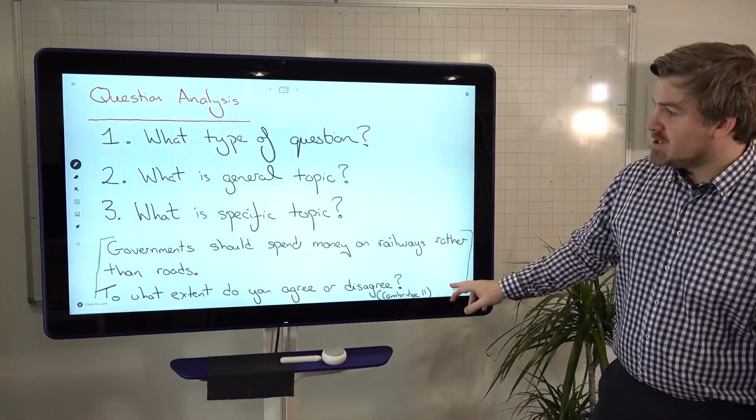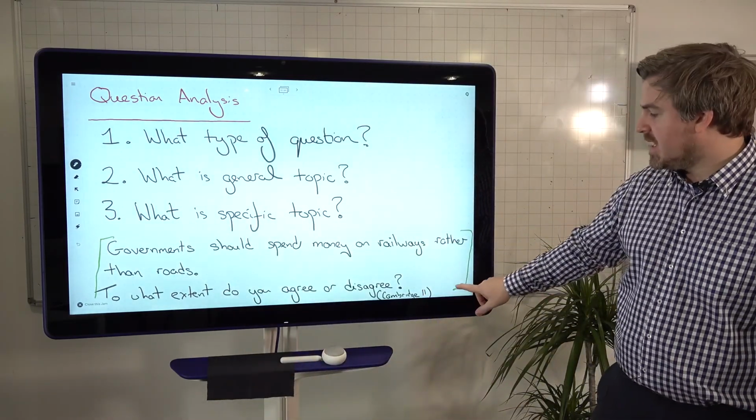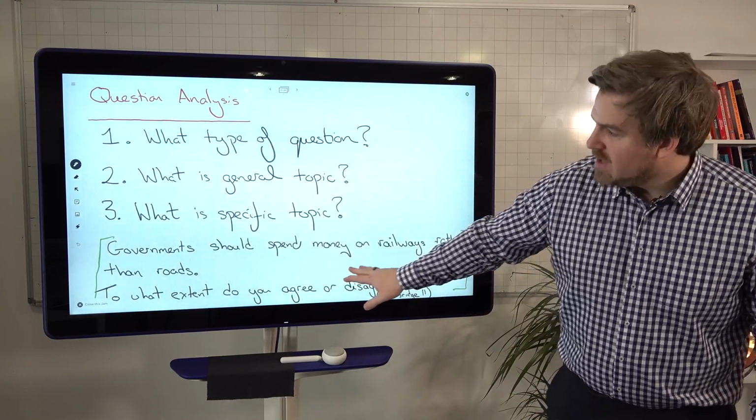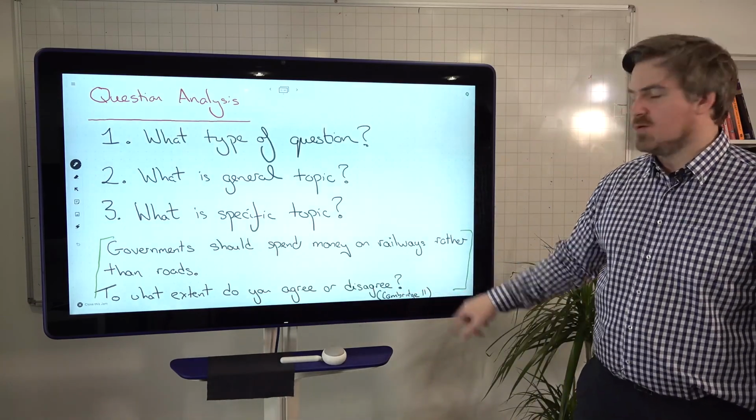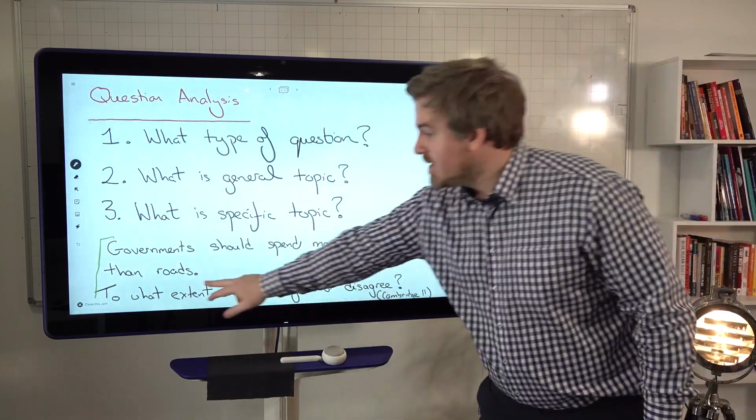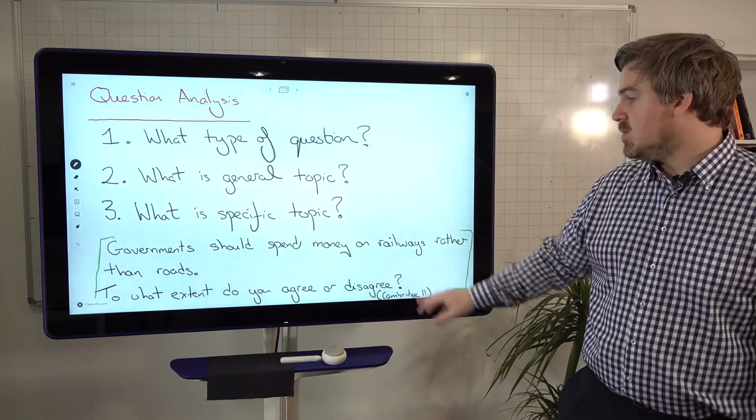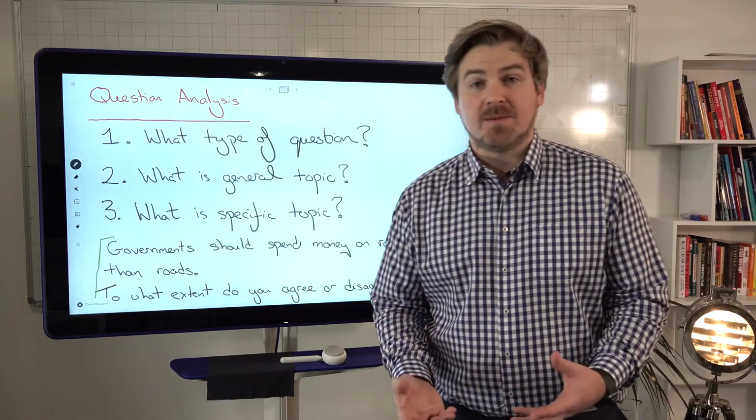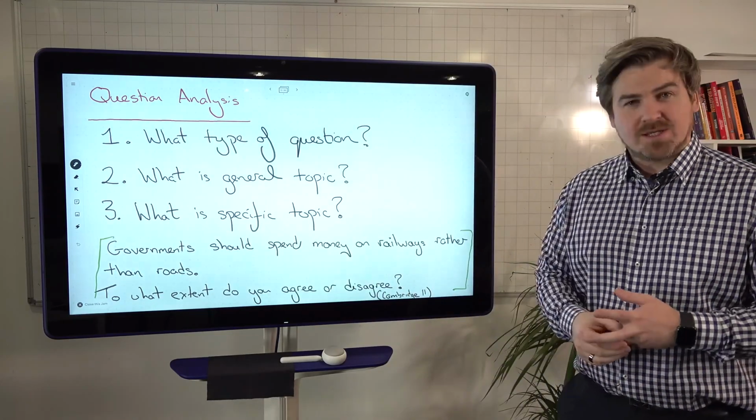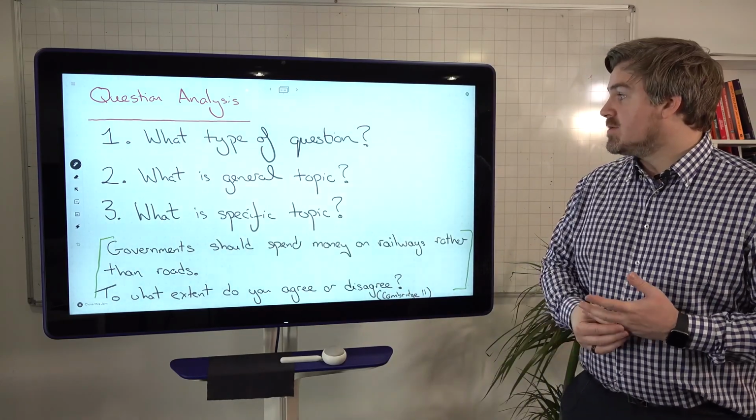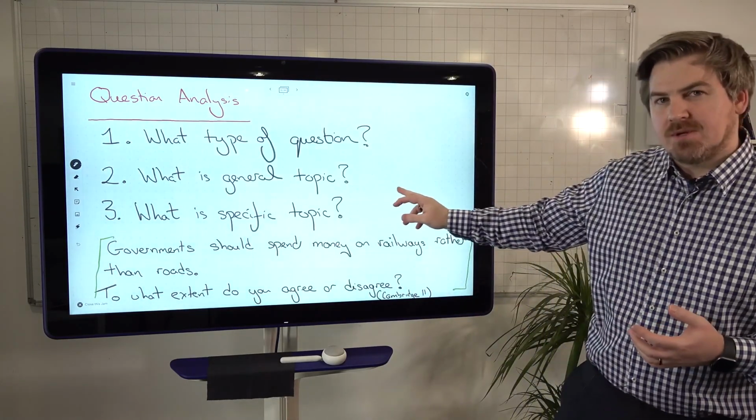So what type of question? Here's a question from Cambridge 11, the book. Governments should spend money on railways rather than roads. To what extent do you agree or disagree? So by looking at this second sentence, to what extent do you agree or disagree, we know this is an opinion question. We need to give our opinion and we need to state to what extent we agree or disagree.